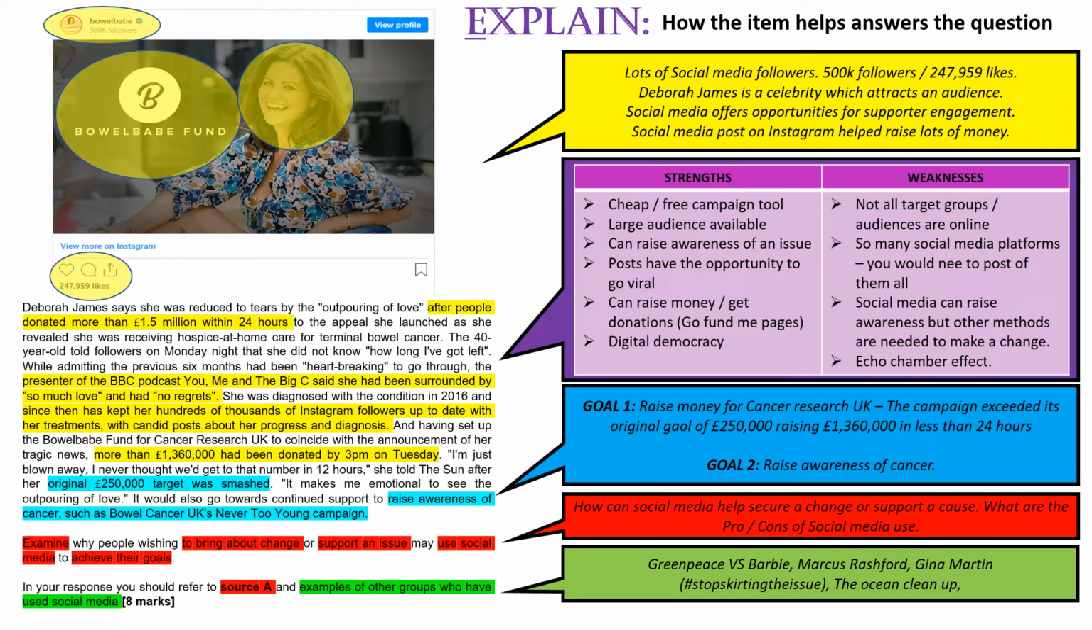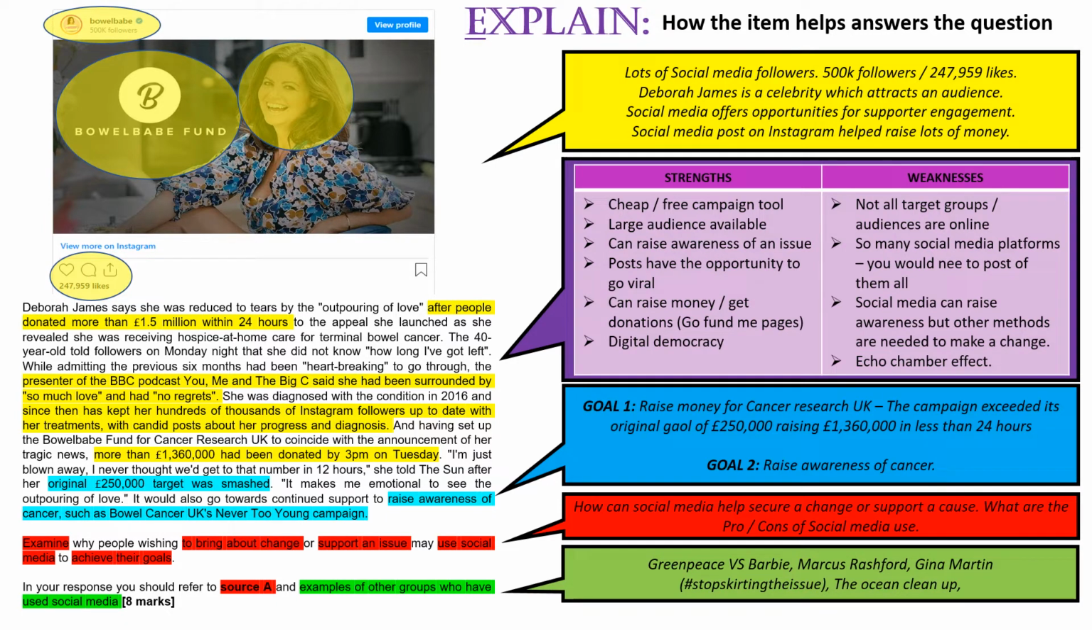So the main strengths of using social media, the explain element of how it helps the items to answer the question. Social media is really good. It's cheap and it's a free campaign tool. You get a large audience. You can raise awareness of an issue. Posts can go viral. You can raise money, get donations like the Bell Babe example, set up GoFundMe pages, and it can also be an example of digital democracy.